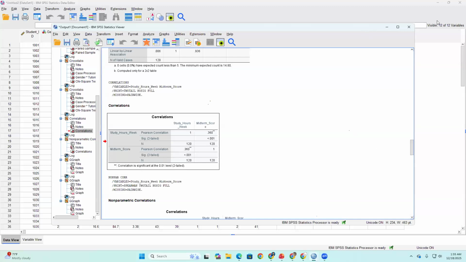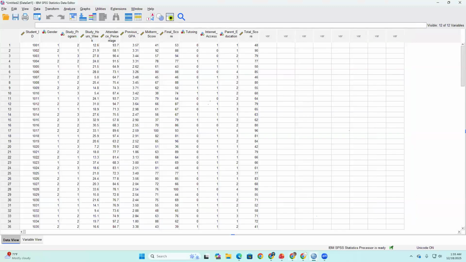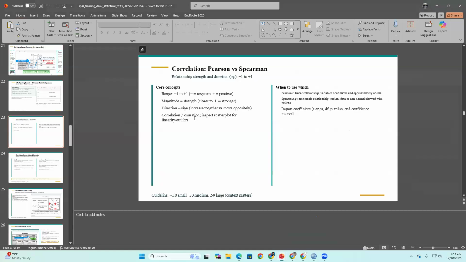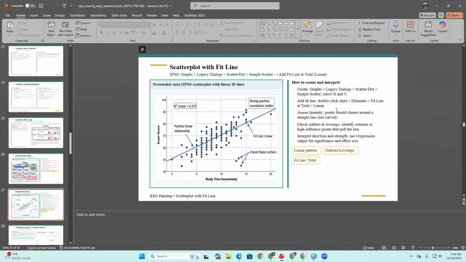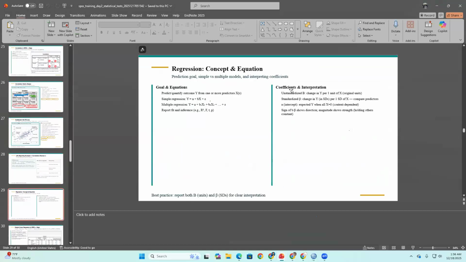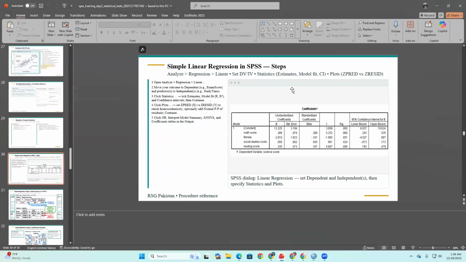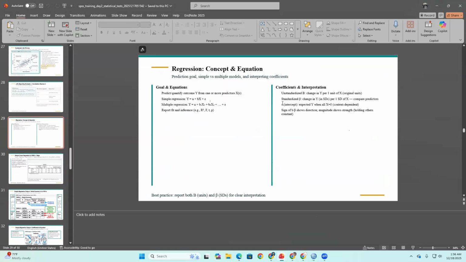Okay, let's move further. Can you see the PPT now? I have discussed this in detail, so I'm not going to go through the slides, because we have generated it. You can see this scatter plot even, constructed in reporting style. Next topic is regression. First of all, we did the t-test. Next we did the chi-square test. Then we did the correlation analysis.